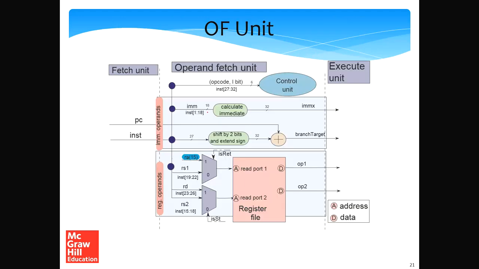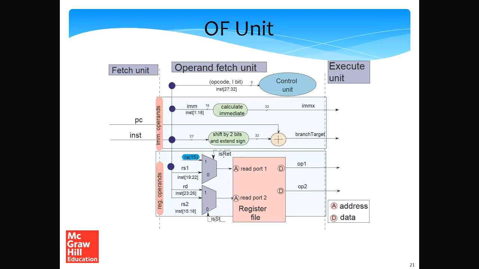And after doing that, we are done with the OF unit. So the way it stands is that we have the fetch unit, the instruction fetch unit on one side, and we have the execute unit on the other side. And we have two main components or subsystems in the operand fetch unit. So the first is the register file. The register file contains the registers. In that we read the values of the registers.